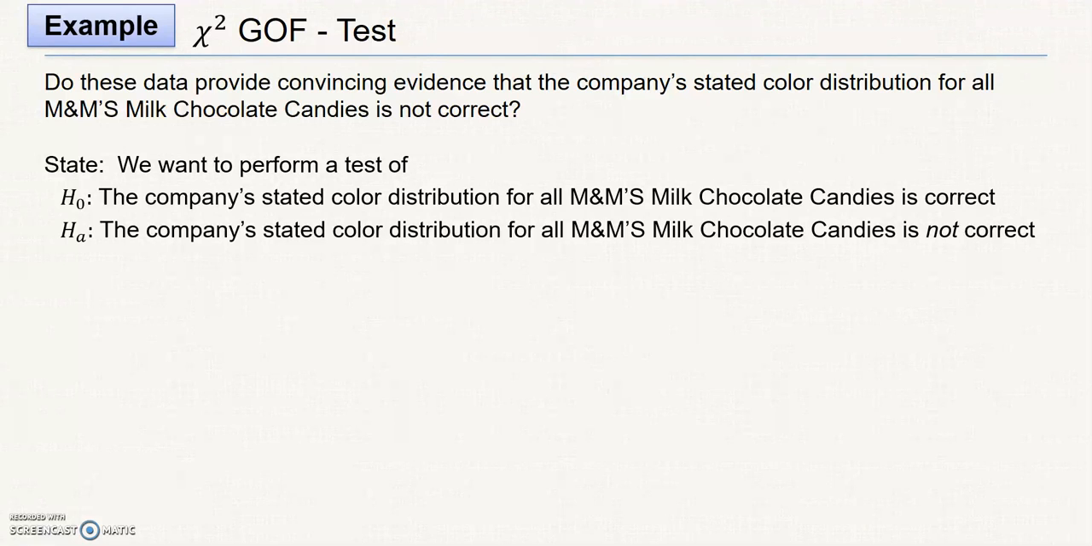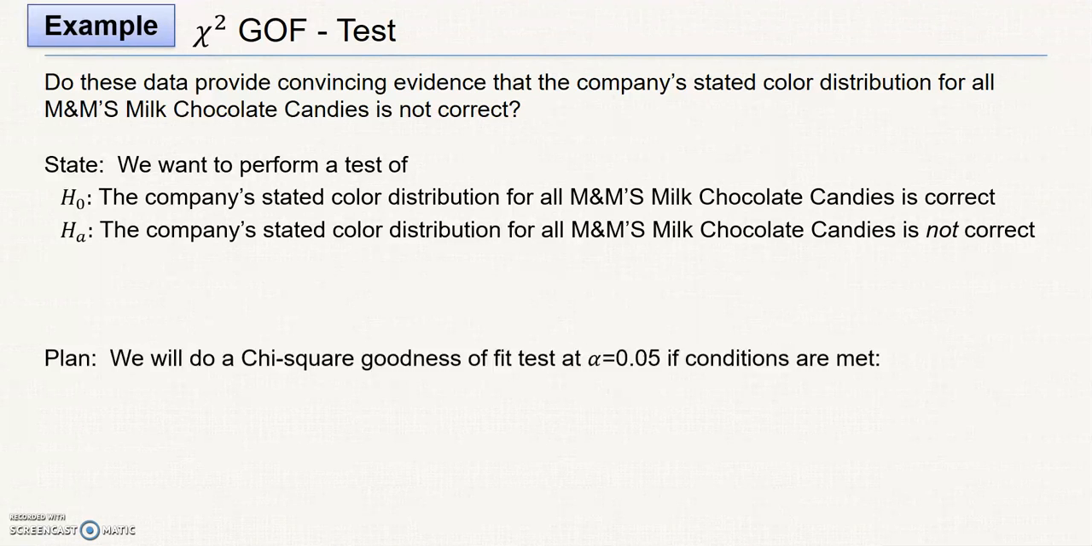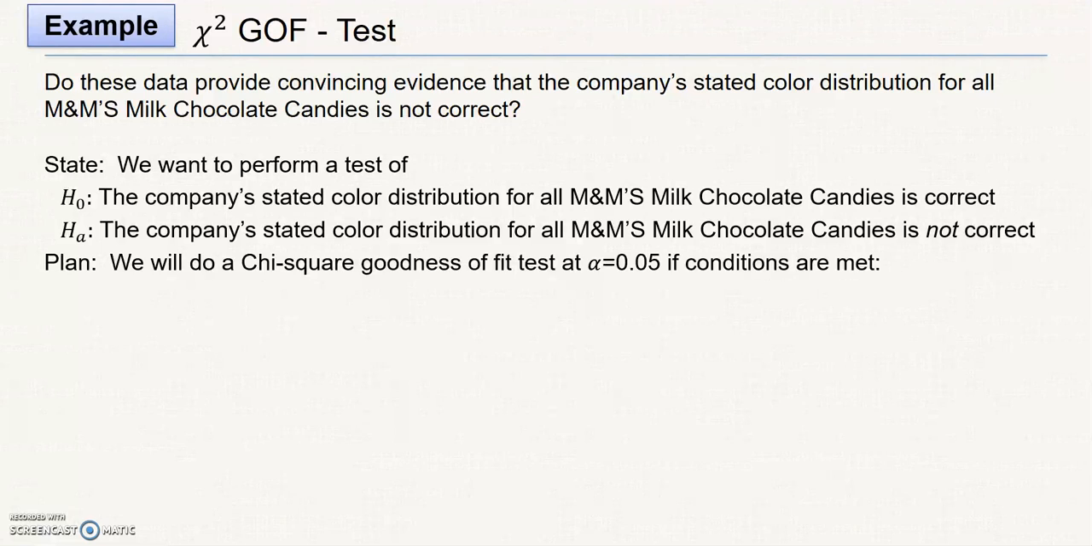So what's the plan? Pause for a moment. Think about what you are going to do. So plan, we will do a chi-square goodness of fit test. It's called a goodness of fit test. At alpha equals 0.05 if conditions are met. I needed to specify that because they did not specify a significance level.